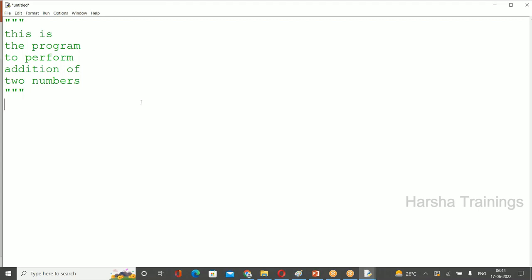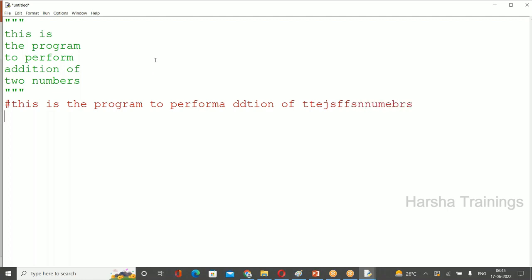Or you can write like this also: program to perform addition of whatever it is. Syntax is not considered. It does not consider the syntax. Simply, this is only for user understanding.